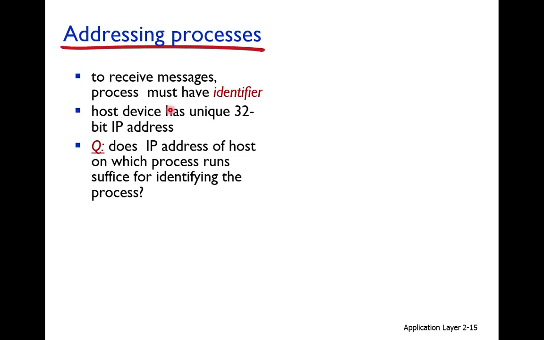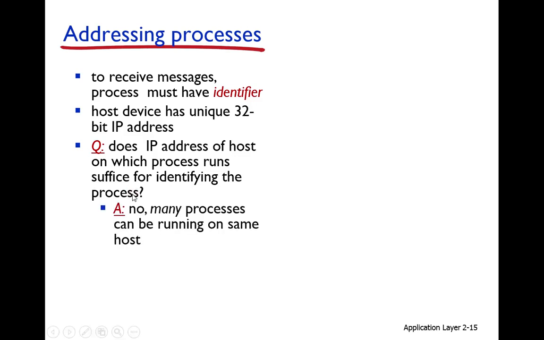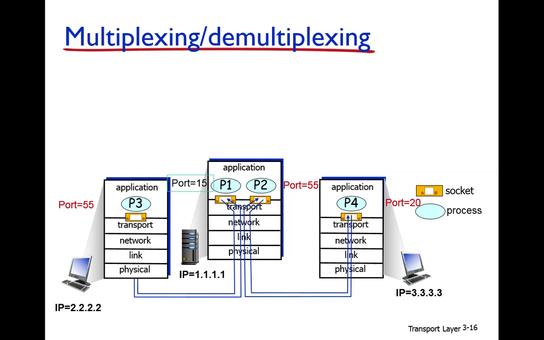So a host device, a system, has a unique 32-bit IP address. So is this IP address enough? It is not enough. Why? Because you can see here in this slide, this system has IP address 1.1.1.